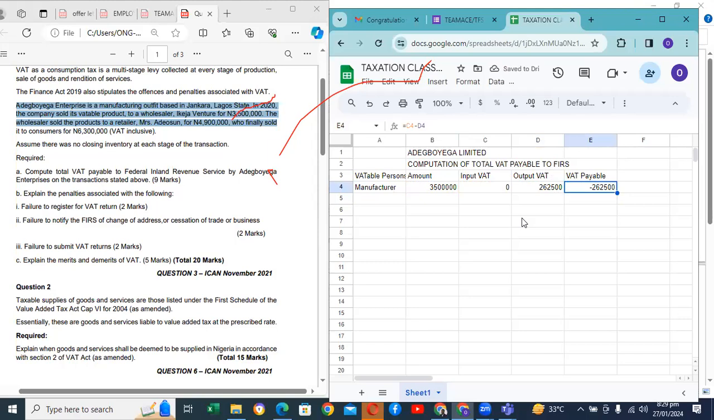Do you get what I'm saying? I didn't get the output. What did you multiply 7.5 with? 7.5 times the amount. Okay. Now, wholesaler. Please pay attention. How much did the wholesaler sell it? 4.9 million.